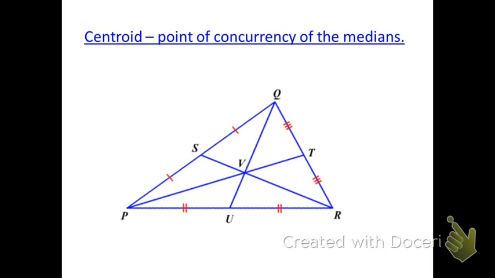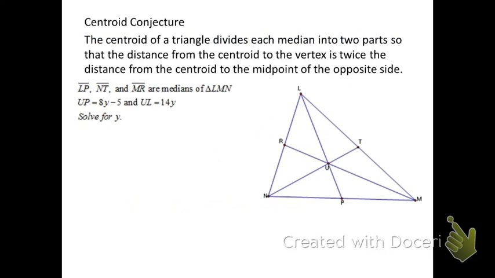The last point of concurrency that we'll learn about is called the centroid, and that's the point of concurrency of the medians. Remember that a median is a segment that connects the vertex of one triangle to the midpoint of the opposite side.